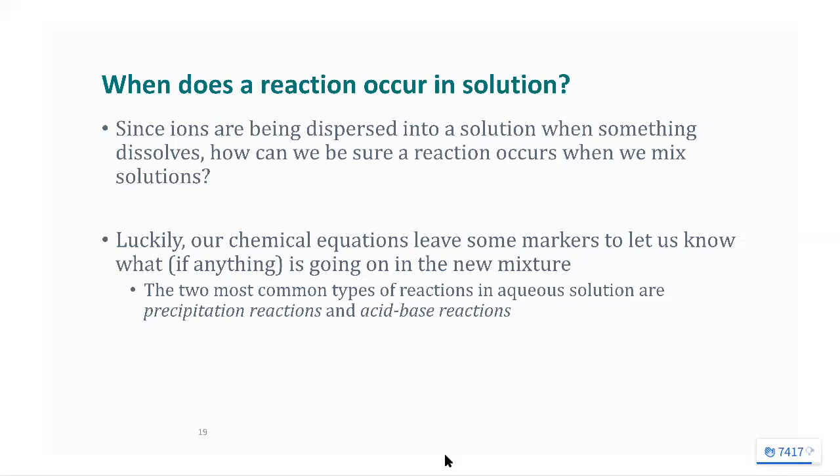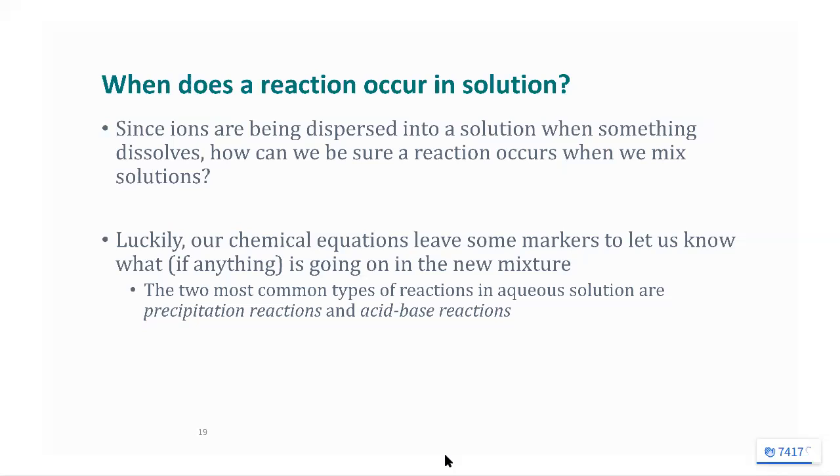Because we know there are some occasions where it's very clear that something has occurred. I put one solution together with another and a gas forms. Well, clearly something happened to give us the gas. I put the two solutions together and I get a solid. Clearly something happened to give me the solid. But what if I put solution 1 and solution 2 together and I see no color changes, no solids, no gases? It looks exactly as it did before. Does that mean that nothing happened?